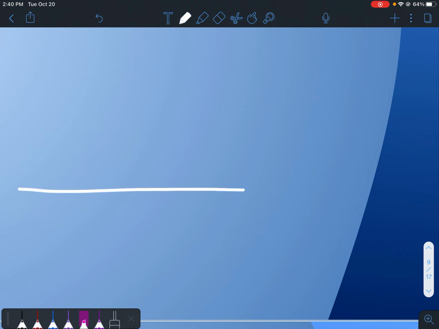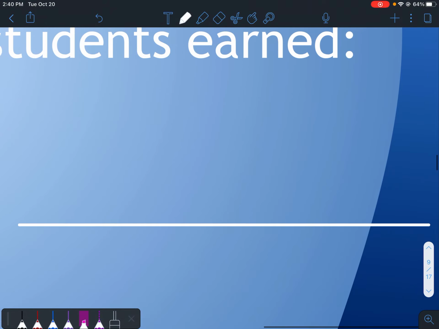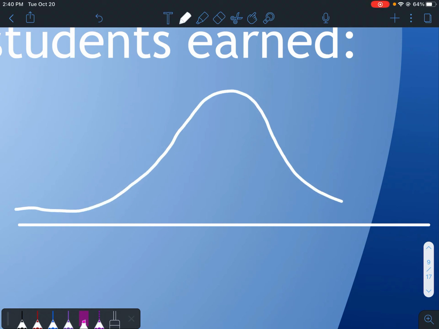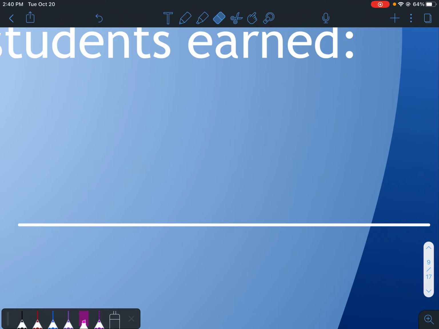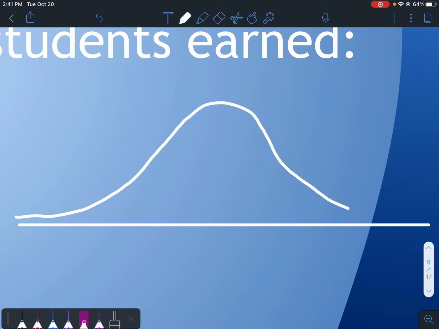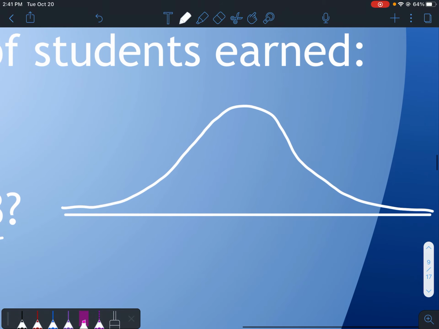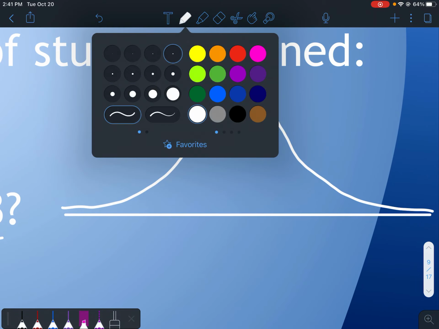So to draw your normal curve, I always like putting a line down, and this may take a couple tries, so we'll see if I can get it. You're going to start on one side, go up, reach a peak, and come back down. It's okay if you don't get it right the first time. It might take a couple tries, so just practice drawing it a few times. It's easiest if you go in one smooth pattern. As you can see, it's not perfect even when I do it.